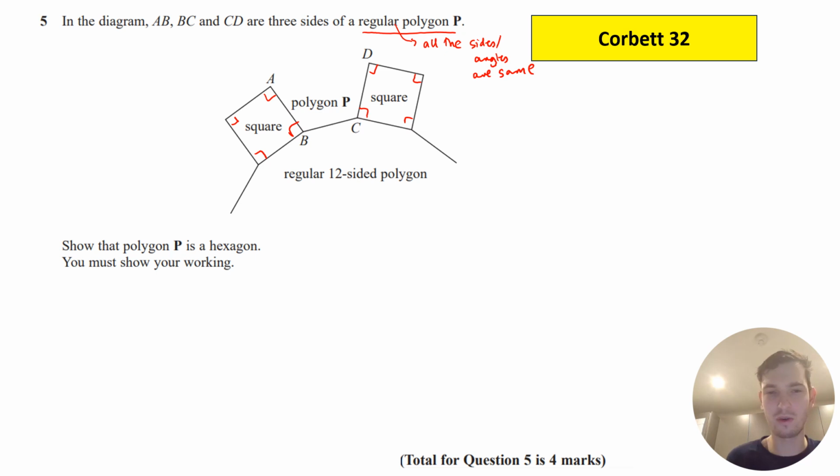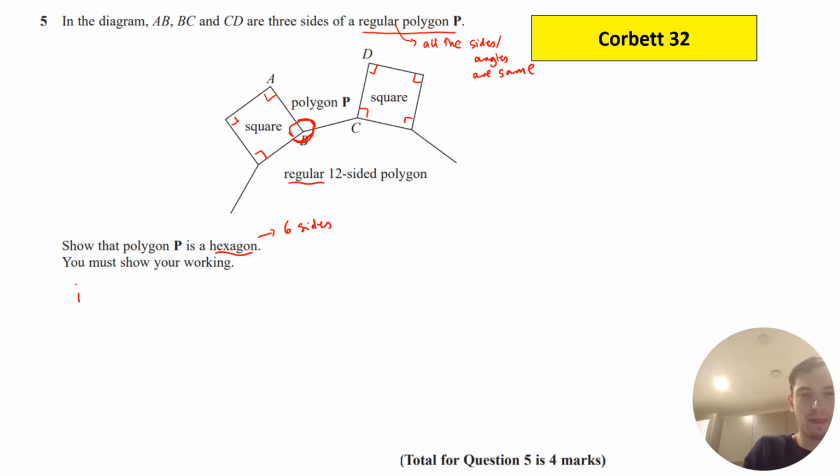And I've got a regular 12-sided polygon, and it says, show that polygon P is a hexagon. Well, let's just remember that a hexagon has got 6 sides. Okay, so to work this out, I think that I need to find this angle here in polygon P. If I can do that, I can show that it's a hexagon. And I think my first step is going to be to actually find out what this angle is here, the angle in the regular 12-sided polygon.